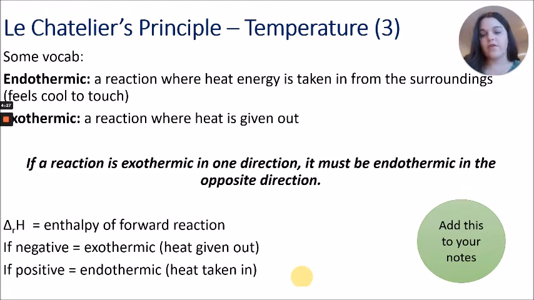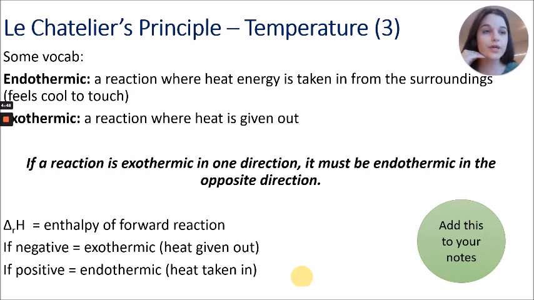So we've got our vocab here. And just as a reminder, one reaction direction will be exothermic, and always is the case, the opposite will be endothermic. So forwards reaction is exo, backwards would be endo, and vice versa.